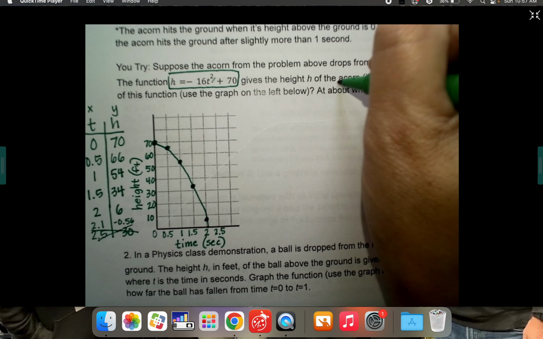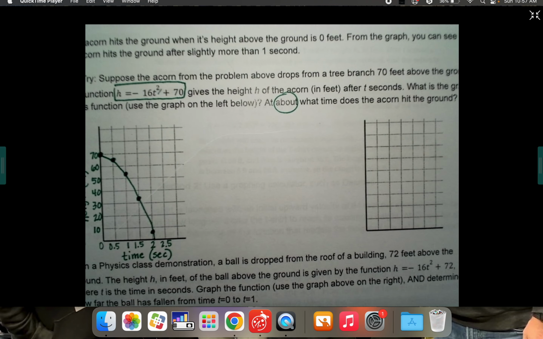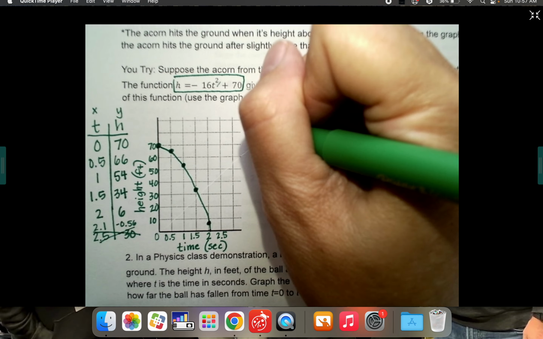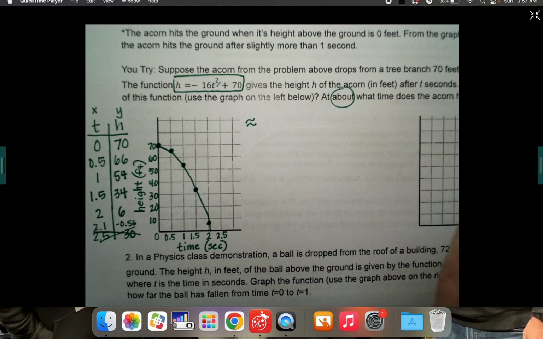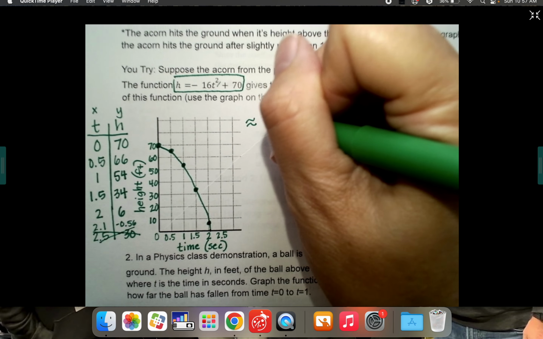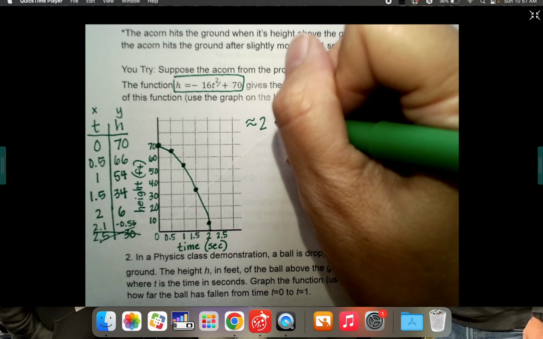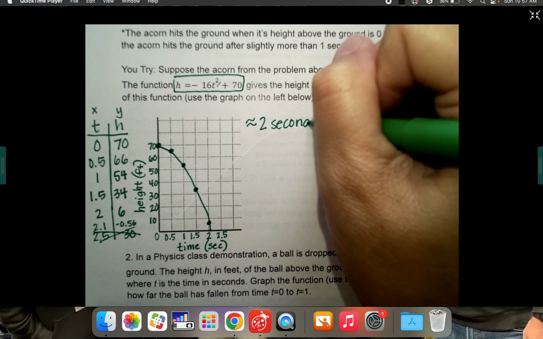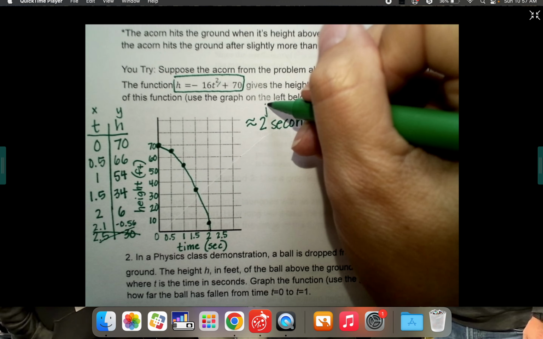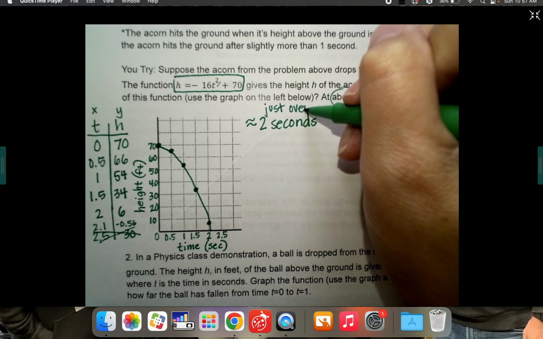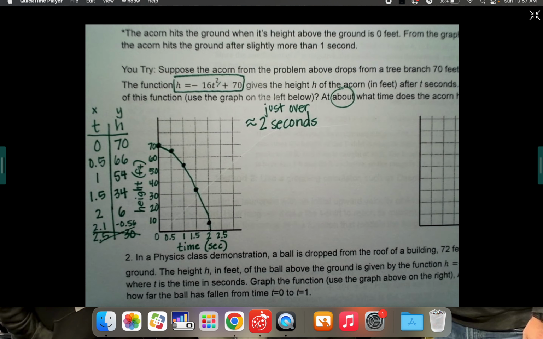So I like that it says at about. What time does the acorn hit the ground? So I'm going to use my squiggly equals because that means about. I'm going to call it at about 2 seconds. We could say like just over, but just over 2 seconds, about 2 seconds is fine. Again, we're estimating this.